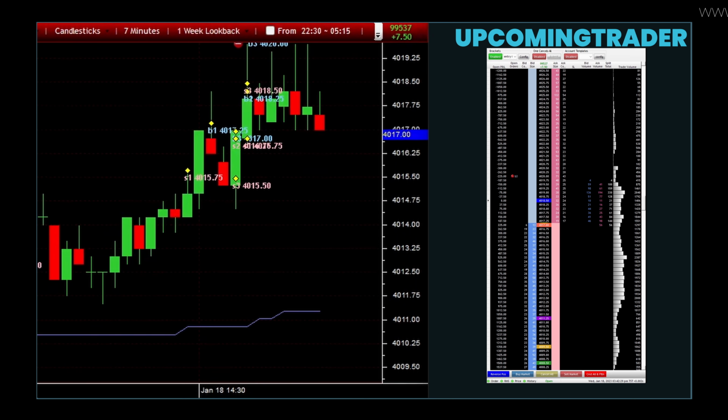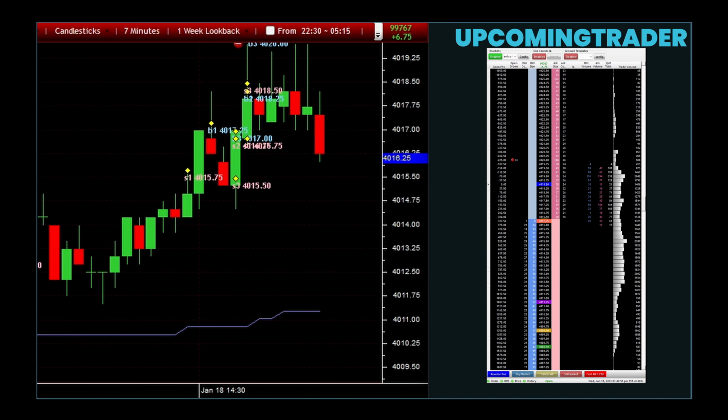Volume can also be paired with other indicators like the moving average convergence divergence, MACD. MACD is a trend following momentum indicator that shows the relationship between two moving averages of a security's price. When combined with volume, MACD crossovers become even more meaningful.